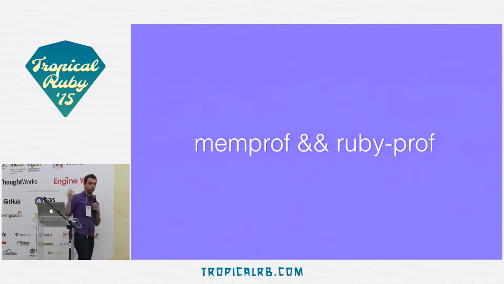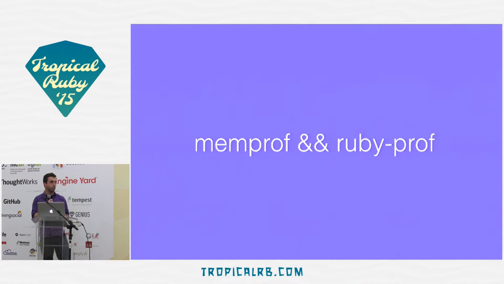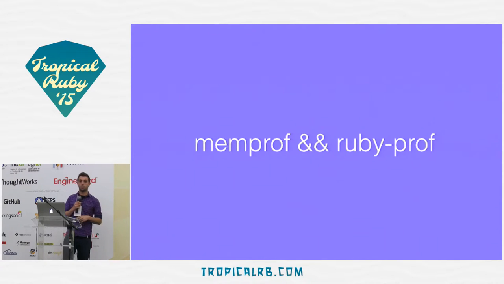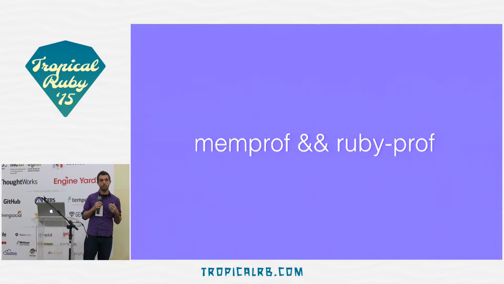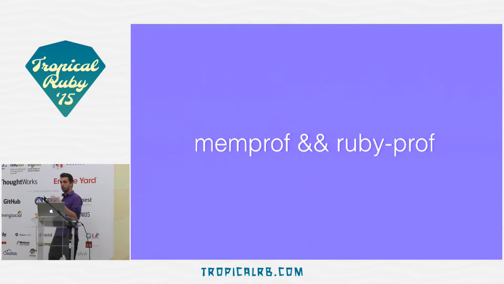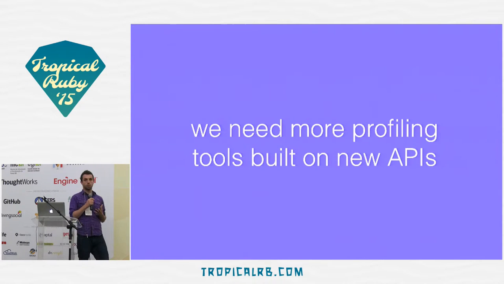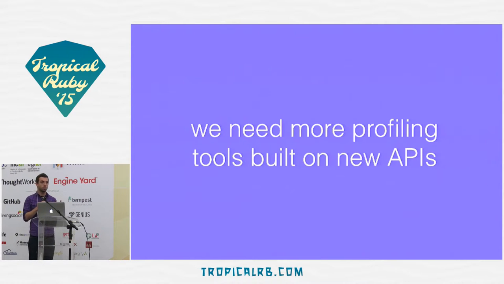There are also these older two, and both of them have issues with current Ruby. The problem with memprof is that it doesn't work on anything above Ruby 1.8. The problem with RubyProf is that in order to get memory profiling, you need to hook in a custom trace, which is essentially a patch set on top of your Ruby that gives you the trace points for memory. What this really means is that we need to be building more profiling tools on top of these new APIs like Object Space and GC. The tools that didn't exist before, which we had to build custom events for, now exist, and we should be using them to build new profilers.